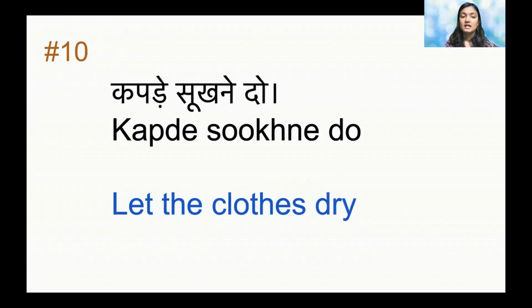Number 10, kapde सूखने दो. Kapde सूखने दो. Although saying kapdon ko सूखने दो is not wrong, stick to kapde सूखने दो. Don't include ko. Kapde matlab clothes and सूखने comes from सूखना, which means to become dry. So kapde सूखने दो is let the clothes dry.